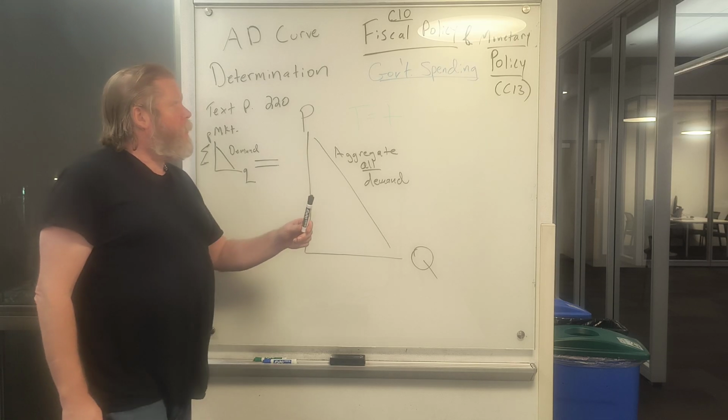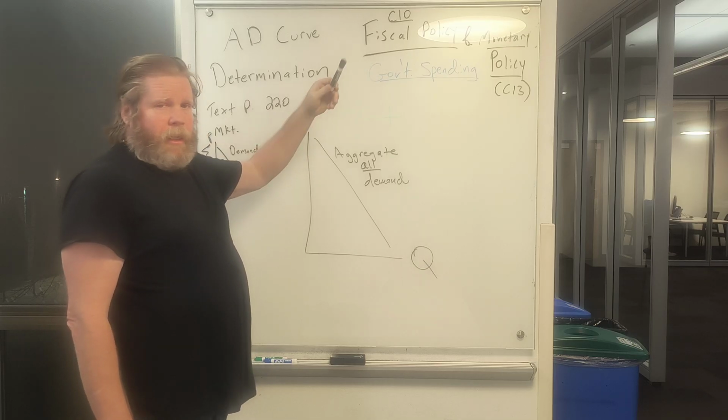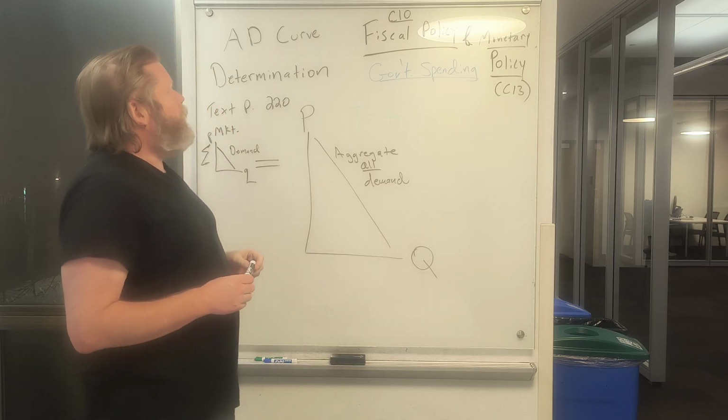Today we're going to talk about the first part of chapter 10, which is fiscal policy. Second part's on debt, which is sort of part and parcel of fiscal policy.